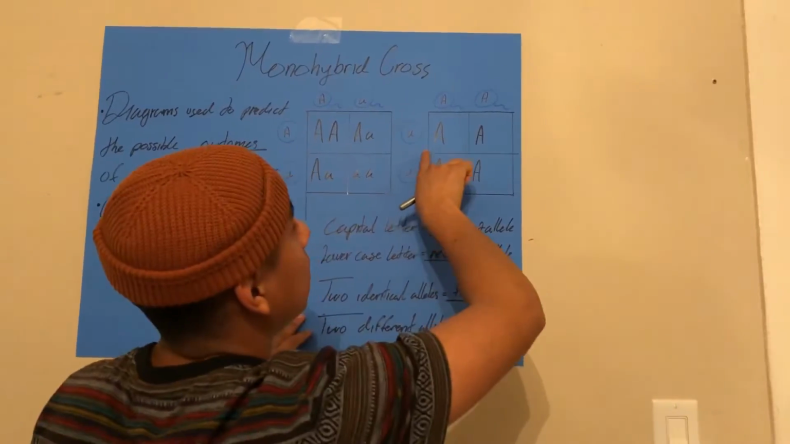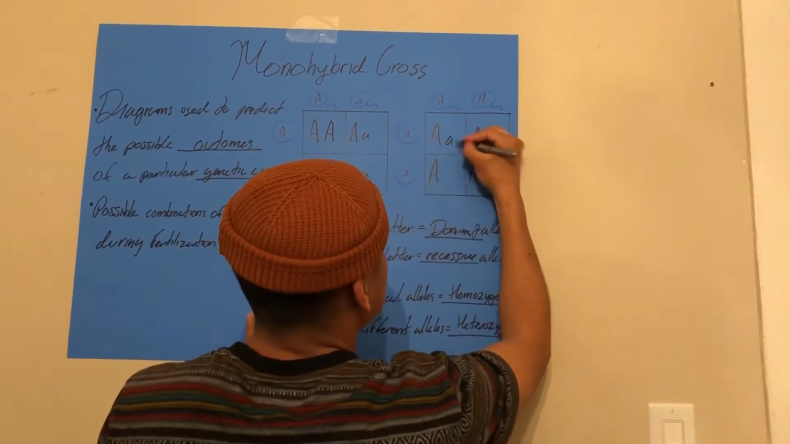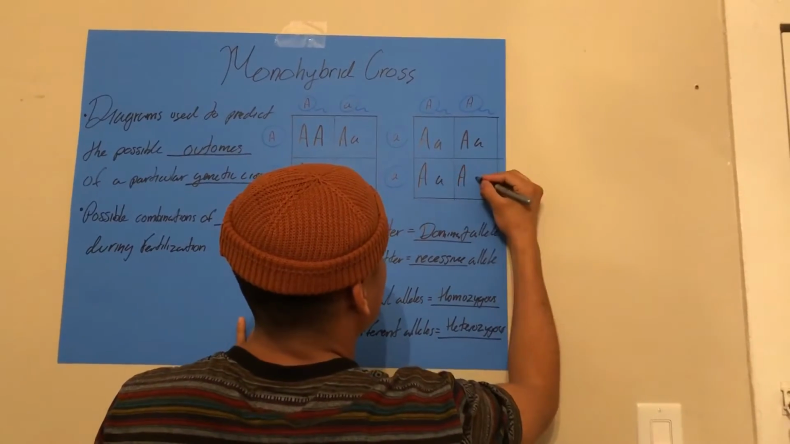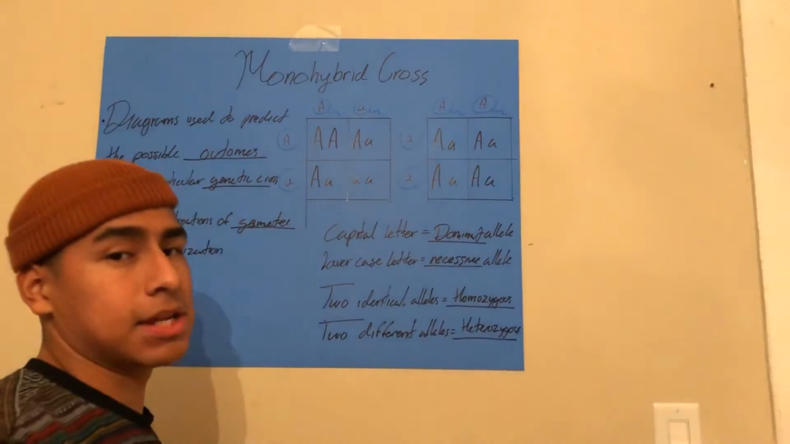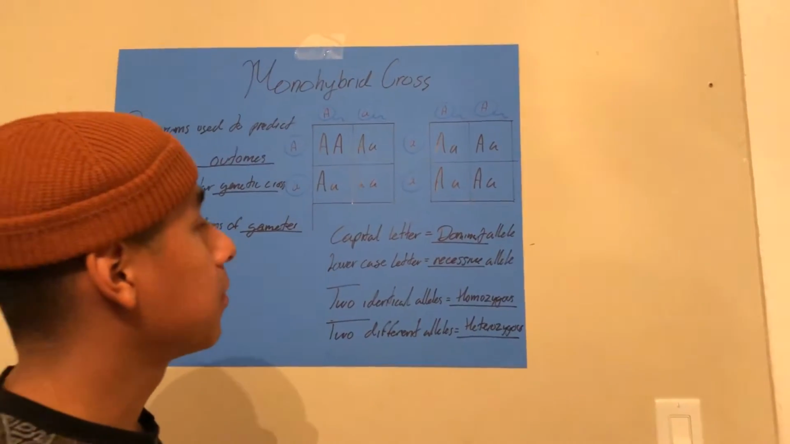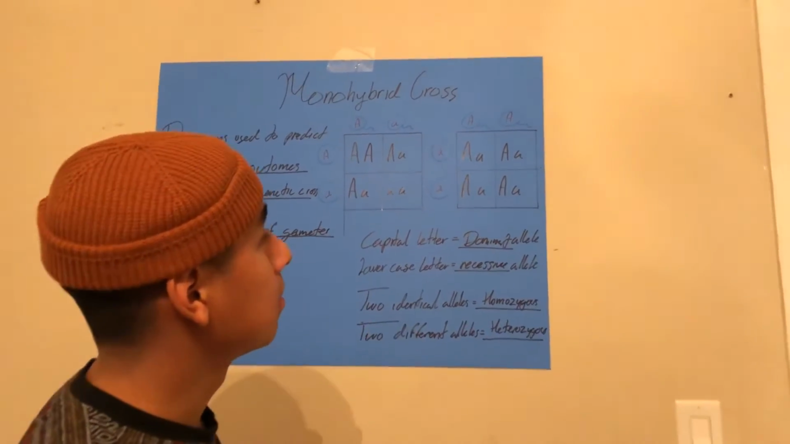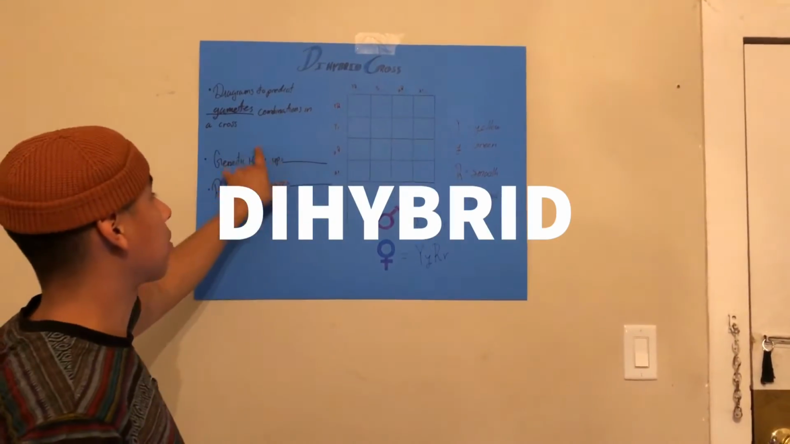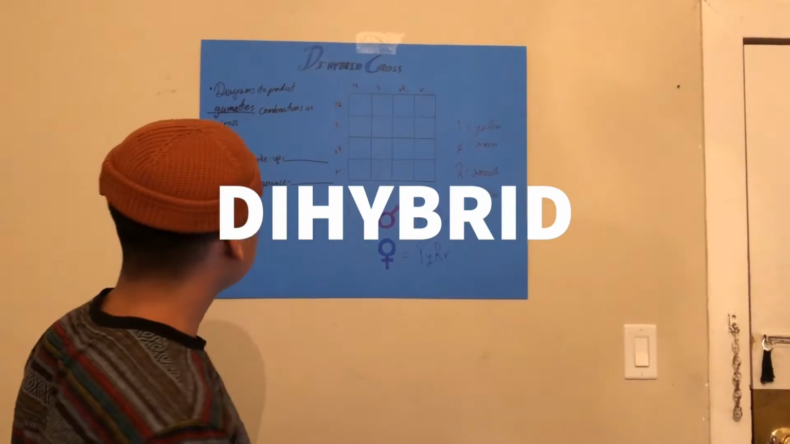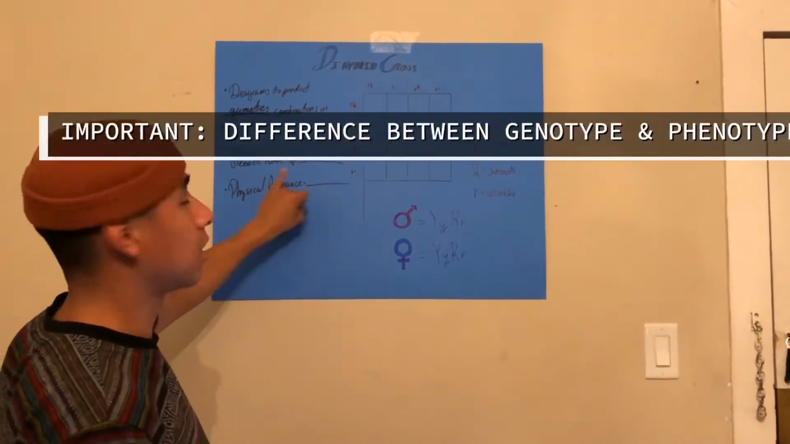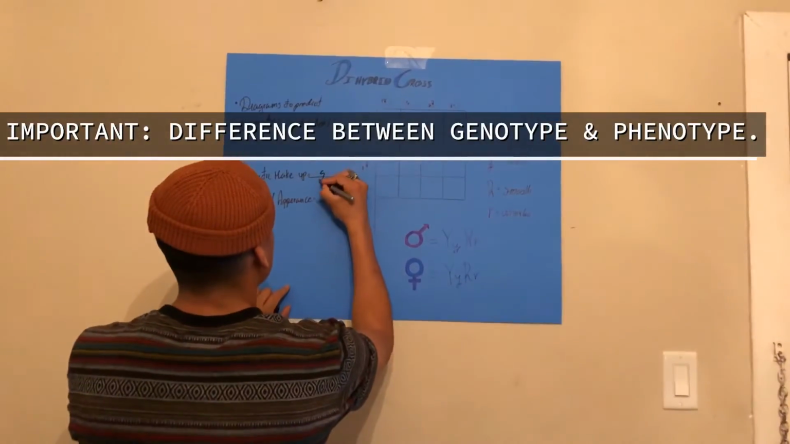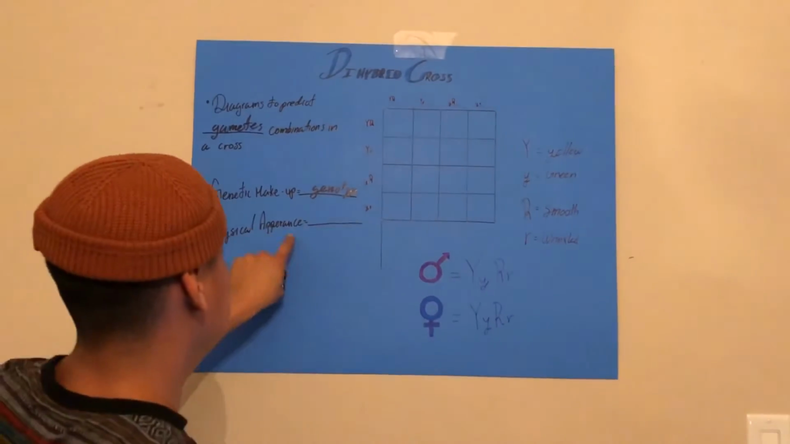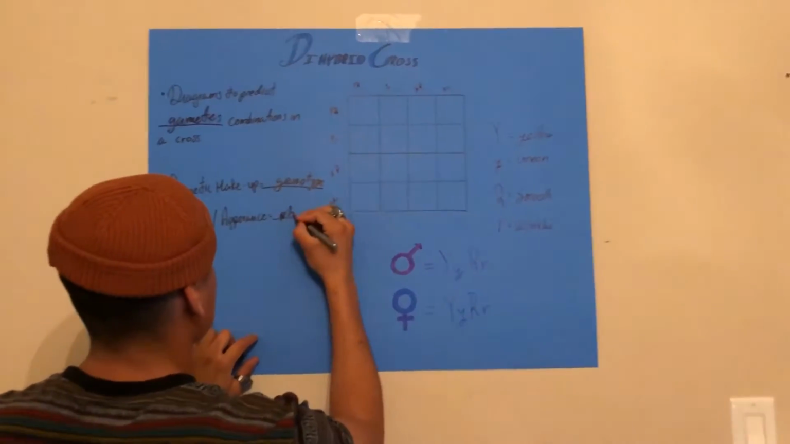Here the mother would give each offspring a recessive allele, and what we see in this one is that every offspring could be heterozygous. There are diagrams to predict gamete combinations in a cross. A genotype is basically genetic makeup, and a phenotype is the physical appearance.